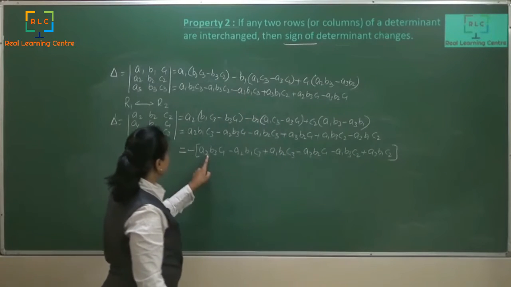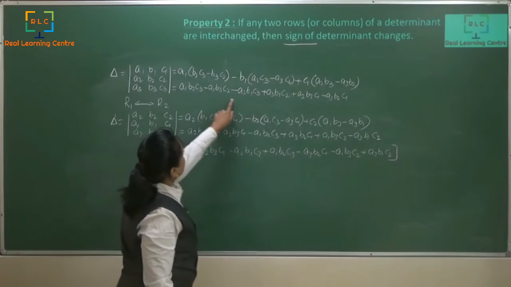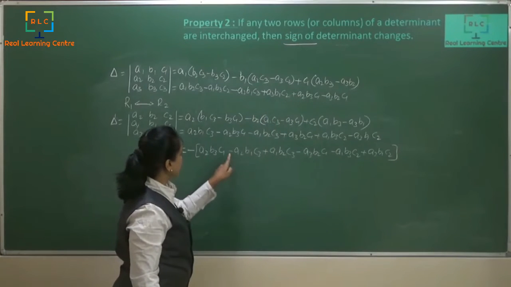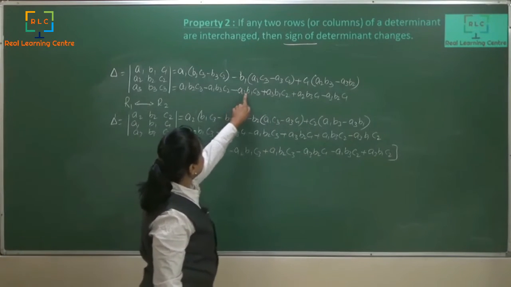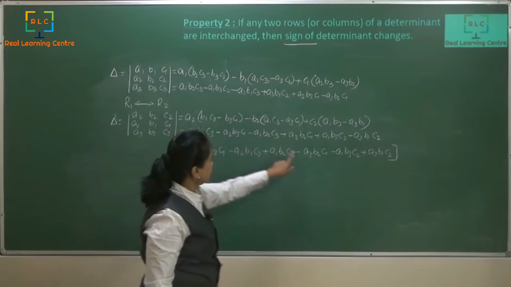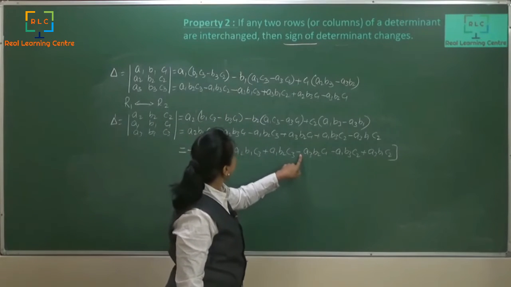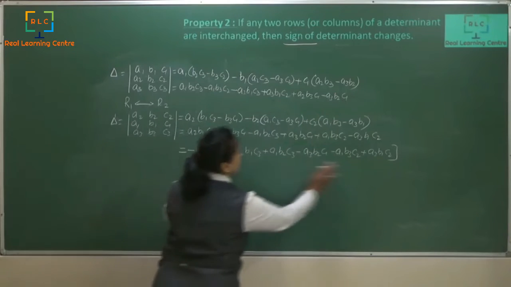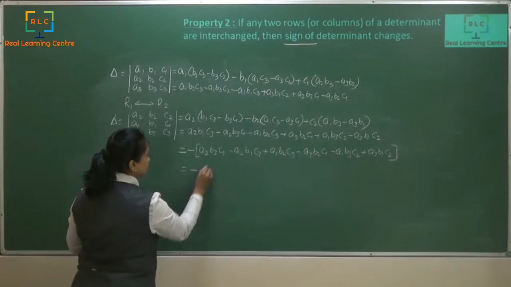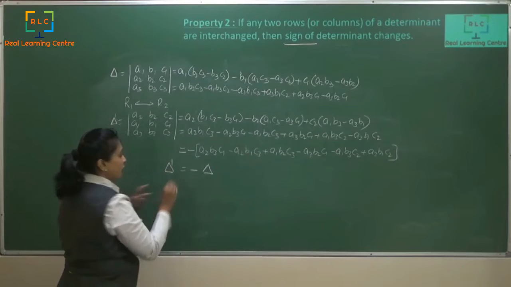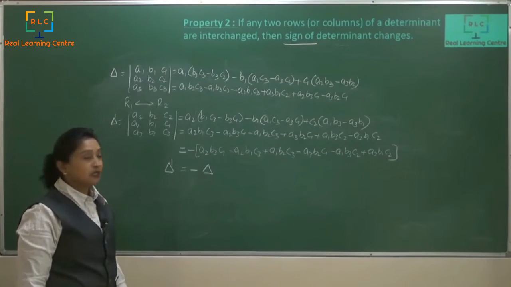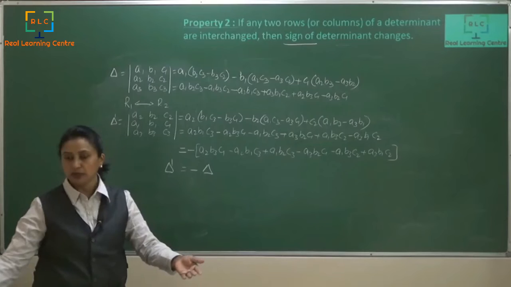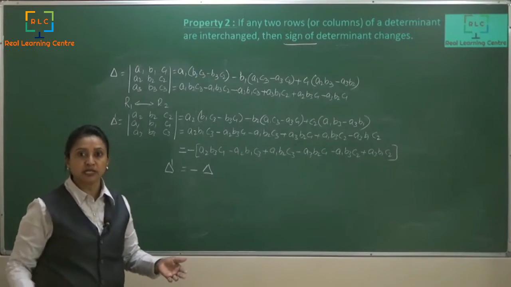You can check 2 3 1 with plus. Next 2 1 3 with minus, and then 3 2 1 with minus. Like this you have got the entire delta here inside the brackets. So it is minus delta. So we have proved the property. If you interchange any 2 rows or any 2 columns, a minus comes out. The value of the determinant changes by its sign.